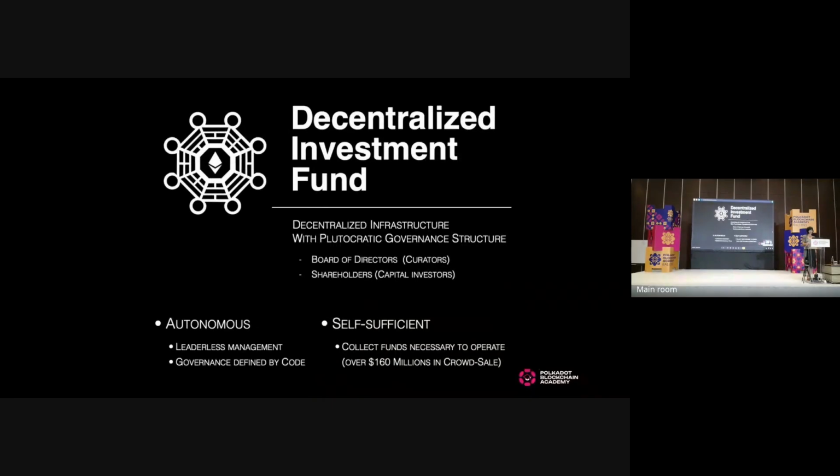The idea was, of course, to create something that is autonomous, i.e. that doesn't have any specific leader in the management, and where all the rules of this organization are defined by the code of the smart contracts. Then there was this decentralized governance structure where the token holders are the shareholders, the ones that make the decisions. And there was a board of curators that would curate which proposals are valid or invalid before they can be voted upon. The idea was that this system is self-sufficient: first with a crowd sale, they would collect the funds necessary for initiating the operation, and then through the investment, it would just feed back into the fund.